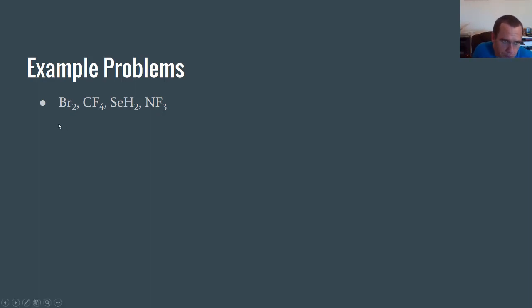So Br2 is still a very nonpolar bond, so there's really nothing to do here. There is no dipole. There is no difference in electronegativity. We don't have to worry about it.